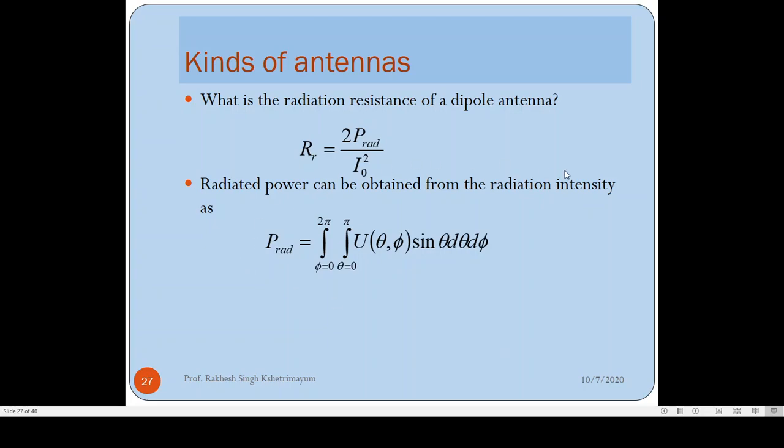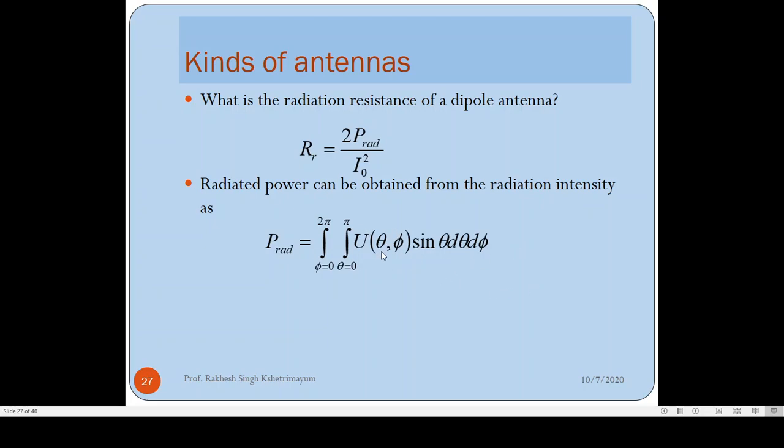So what is the radiation resistance of a dipole antenna? You can find out radiation resistance as 2 times total power radiated divided by I naught square. So you know the total radiated power is basically you integrate the radiation intensity with respect to d omega. D omega is sine theta d theta d phi, because you know that d omega is dA by r square. dA for this case is r square sine theta d theta d phi. So you divide it by r square. In that case, d omega will be sine theta d theta d phi.